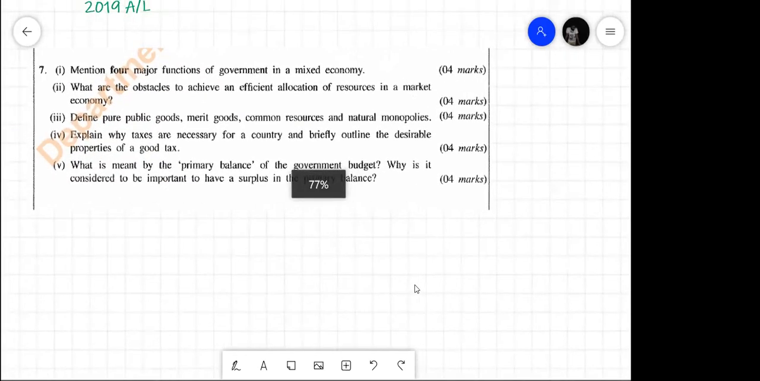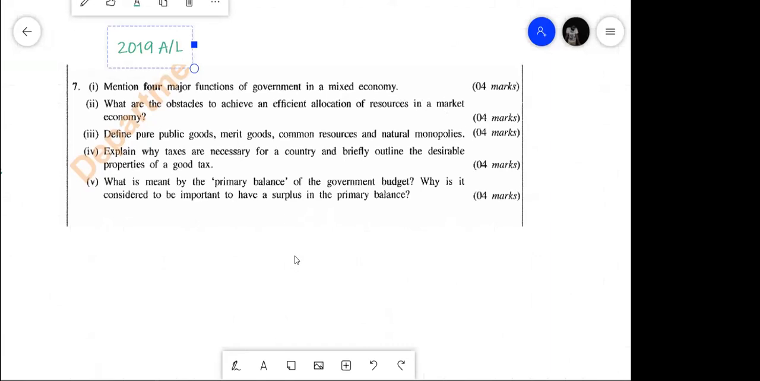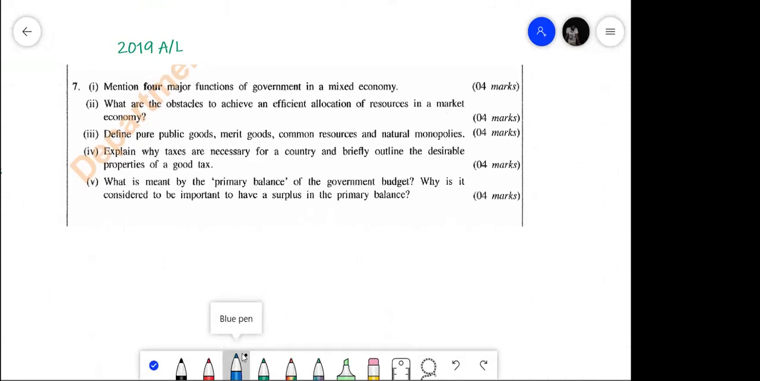So we start off with: mention four functions of a government in a mixed economy. Guys, the moment the government intervenes in a market economy, it becomes a mixed economy. So the four major functions are the same thing: improving resource allocation, minimizing income disparities, macroeconomic stability, and promoting economic growth and development. Remember, this is the fourth, fifth time they're asking you what the government is doing.